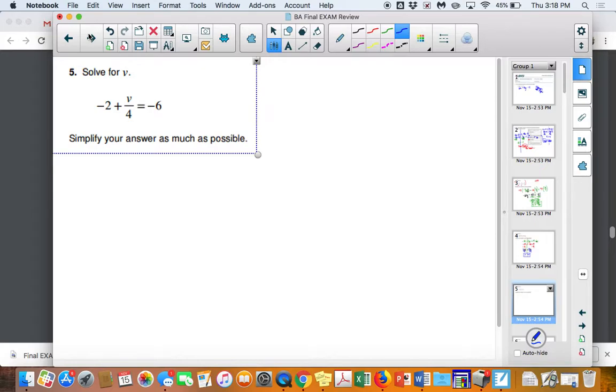Okay, same type problem. I'm just going to rewrite it so I have access to it. A couple of ways you can go about this.